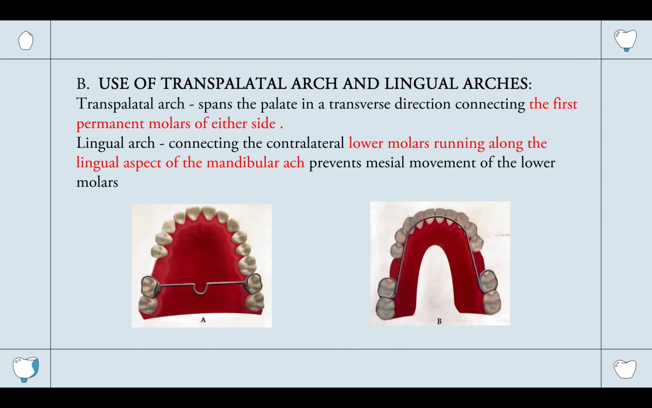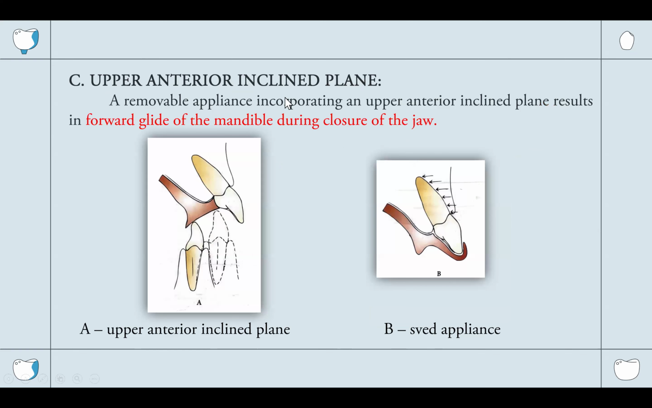We have upper anterior inclined plane, that is a removable appliance, which includes an upper anterior inclined plane. It results in the forward glide of the mandible during closure of the jaw. We have upper anterior inclined plane or we have a sweat appliance.